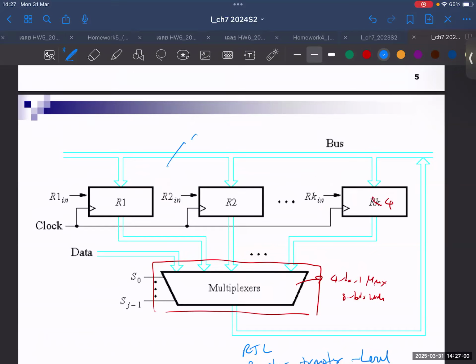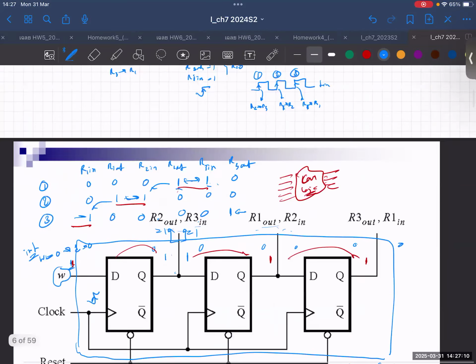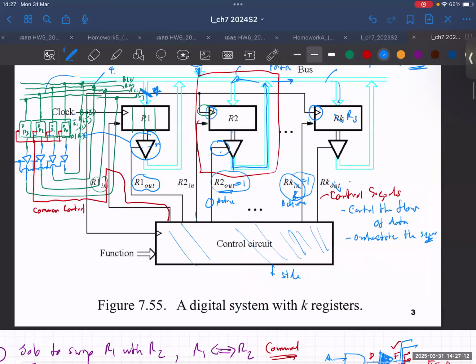Yeah, we assume that it's 4 bit. This one goes back to the data bus. Yeah, it's the same bus. As you can see here, this is the same, right? When it came out, it goes back to the bus. Everyone goes back to the bus.